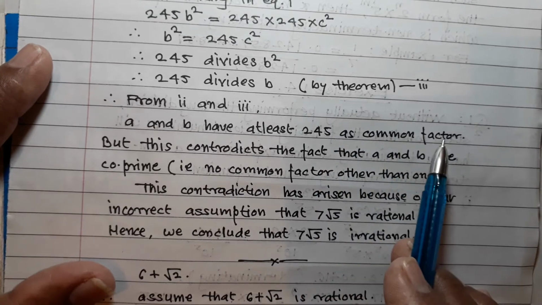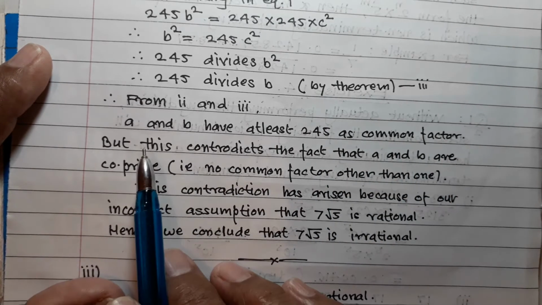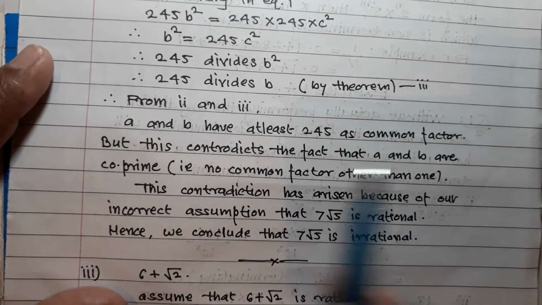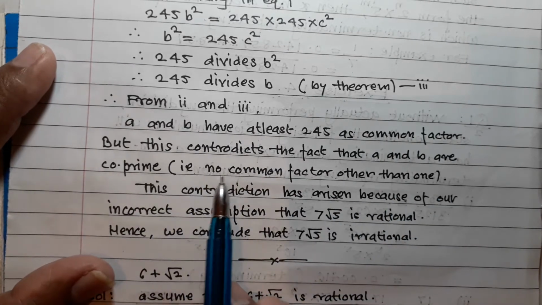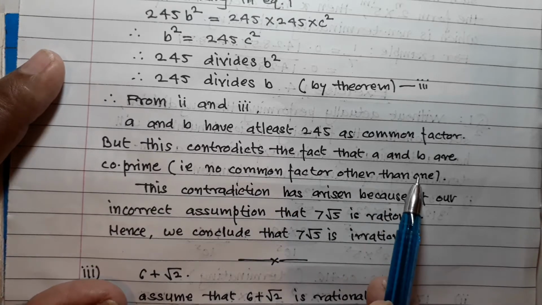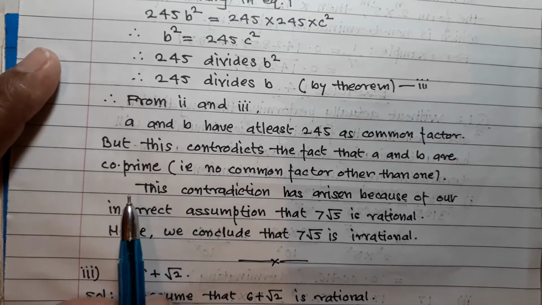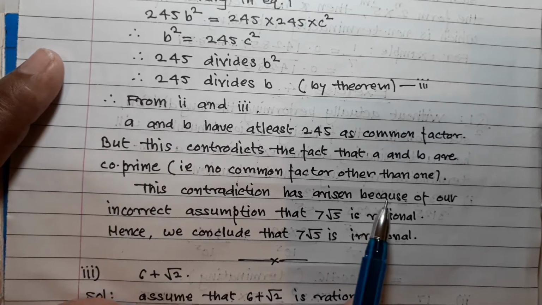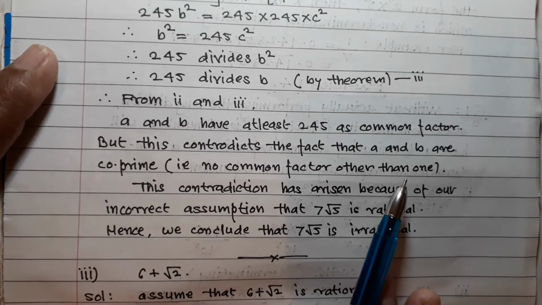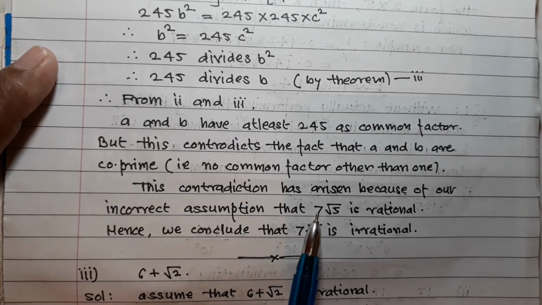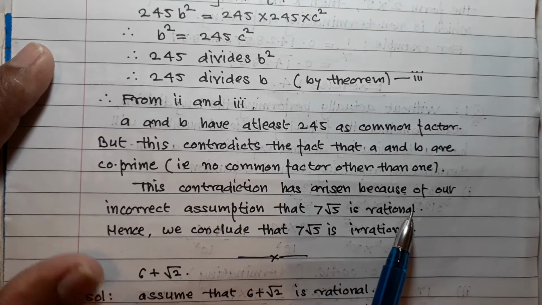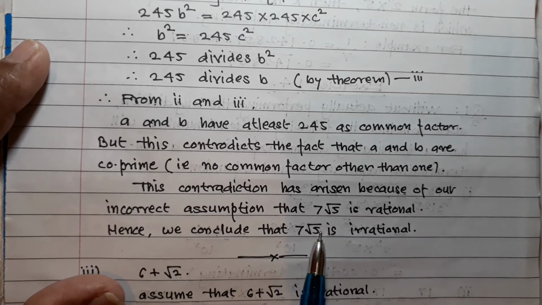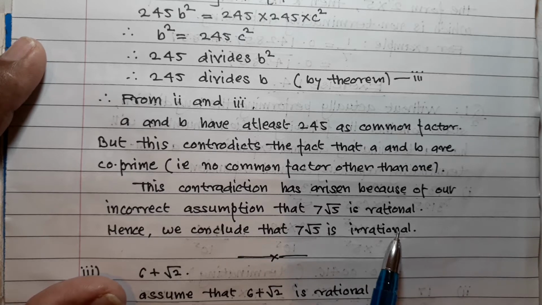From 2 and 3, a and b have at least 245 as a common factor, but this contradicts the fact that a and b are co-prime, that is, no common factor other than 1. Therefore this contradiction has arisen because of our incorrect assumption that 7 root 5 is rational, and hence we conclude that 7 root 5 is irrational.